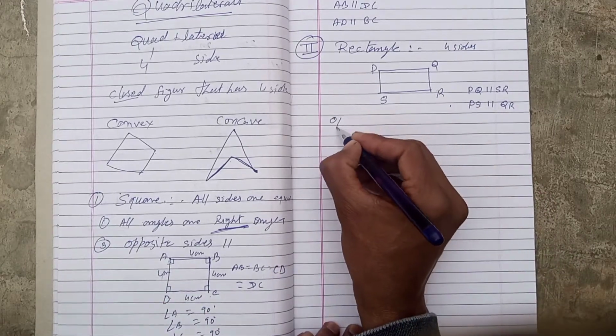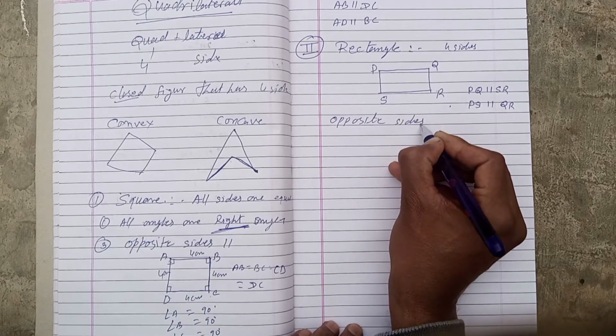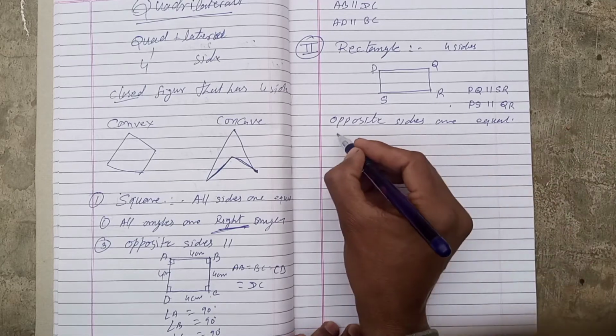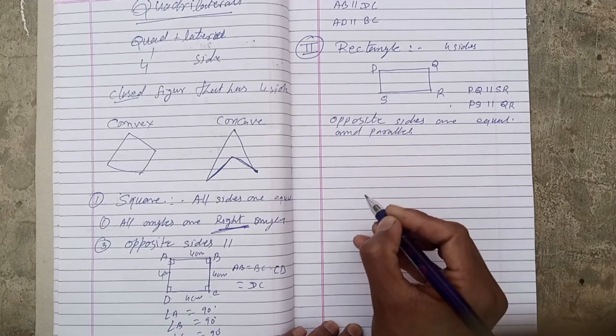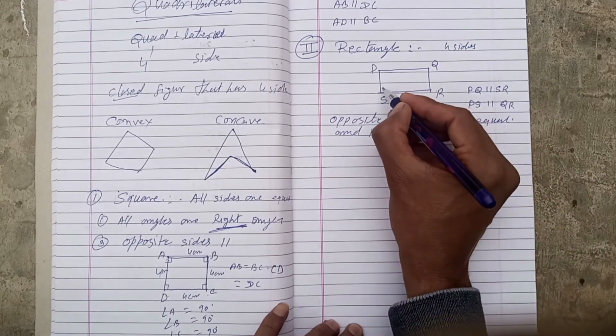In a rectangle, opposite sides are equal and parallel, and all angles are 90 degrees.